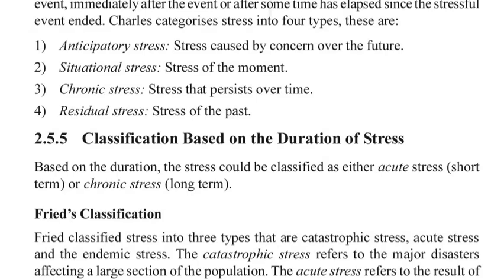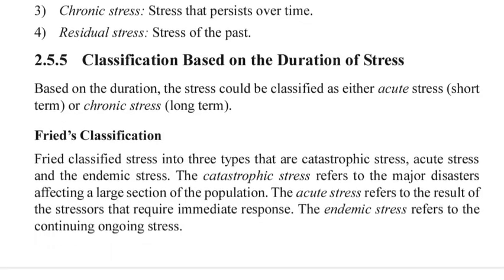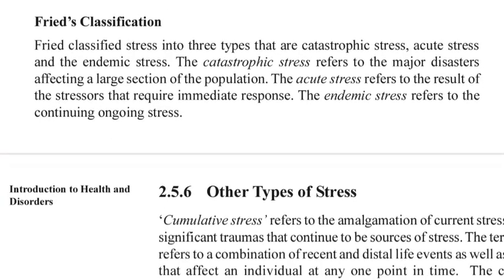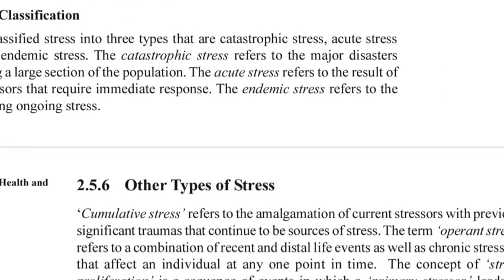2.5.5 Classification based on the duration of stress. Based on duration, stress can be classified as either acute stress (short-term) or chronic stress (long-term). Freed's classification. Freed classified stress into three types. 1. Catastrophic stress refers to major disasters affecting a large section of the population. 2. Acute stress results from stressors that require an immediate response. 3. Endemic stress refers to ongoing, continuing stress.